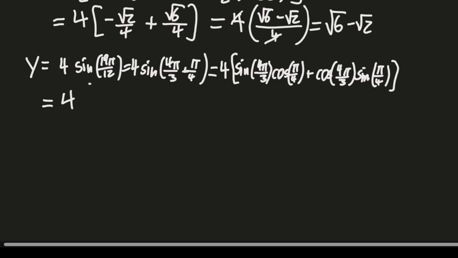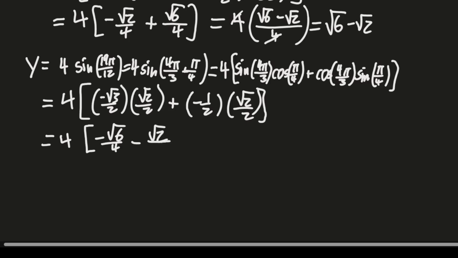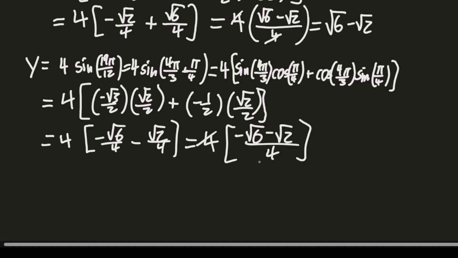That's equal to 4 times sine of 4 pi over 3 is negative square root of 3 over 2. Cosine of pi over 4 is square root of 2 over 2. And then we're going to add cosine of 4 pi over 3 is negative 1 over 2, and sine of pi over 4 is square root of 2 over 2. This is equal to, it's just negative square root of 6 over 4, and then subtracted square root of 2 over 4. This is equal to 4 times negative square root of 6 minus square root of 2 all over 4. The 4's will cancel out, leaving us with negative square root of 6 minus square root of 2.